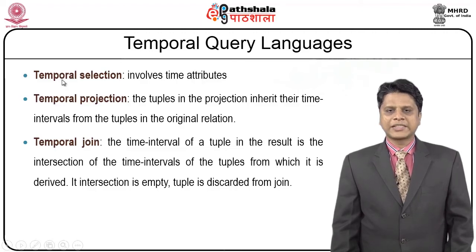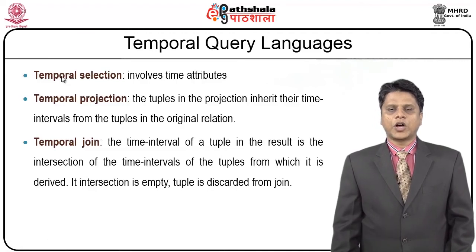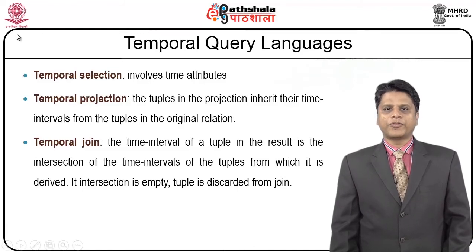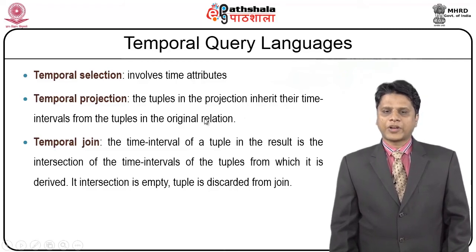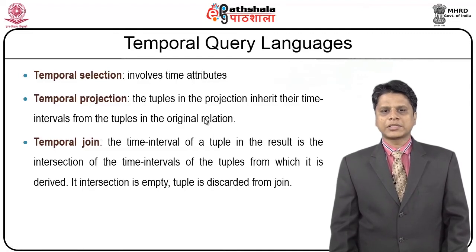If you take selection, for example, we use the selection operator just to pick out some record values from the database. Here, time attributes are an additional attribute for temporal selection. Likewise, for temporal projection, the tuples in the projection inherit their time intervals from the tuples in the original relation. So any tuples projected from the actual database will be inherited and shown with the same time intervals in the result.